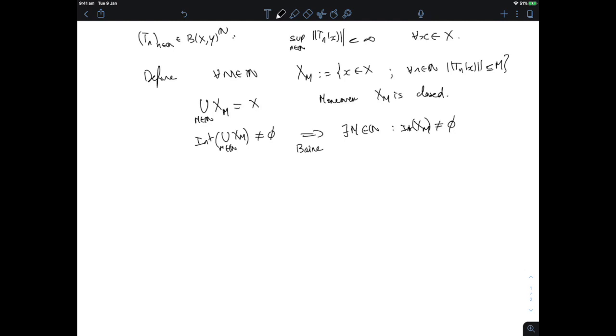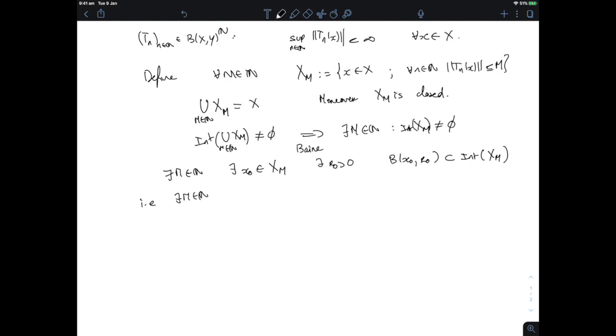Okay, it has non-empty interior, so I can find a ball inside it. So there exists an M, and there exists an x_0 in X_M, and there exists a radius, let's call it r_0, positive, such that the entire ball B(x_0, r_0) is included in the interior of X_M. Right, now what does that tell me? That tells me that there exists an M such that, and there exists an x_0, I suppose. Is that what I want to say? No, I'm just going to say it like this.